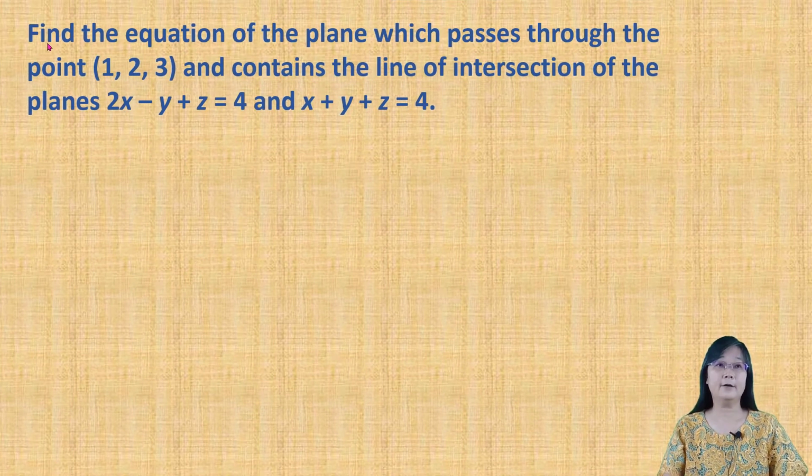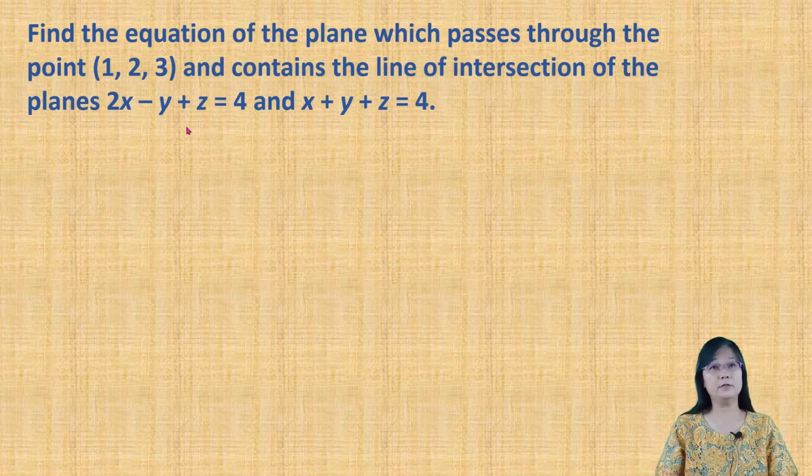Next example, find the equation of the plane which passes through the point 1, 2, 3 and contains the line of intersection of these two planes. So when finding the vector equation of a plane, first thing we need is the position vector of a point. So the position vector we can take from the coordinates of the point that is given in the question.